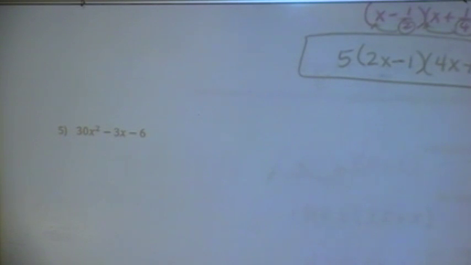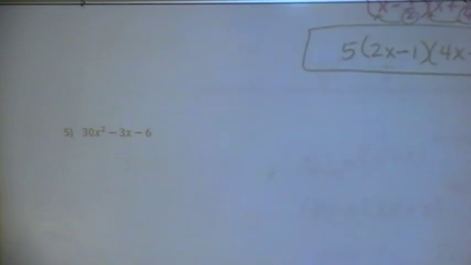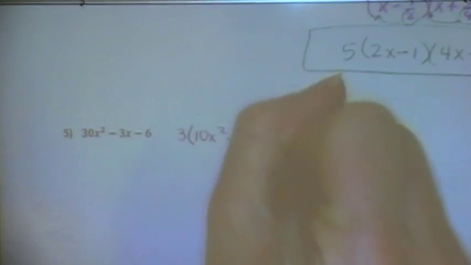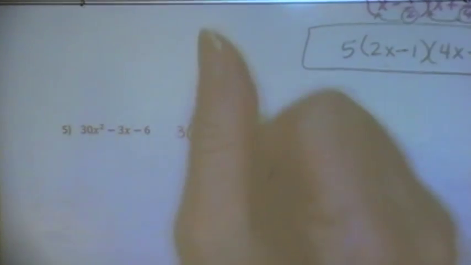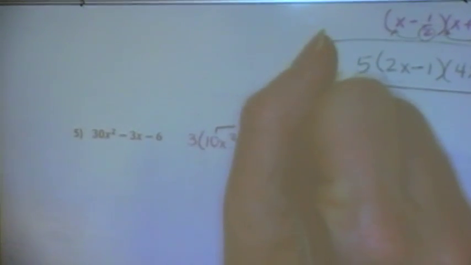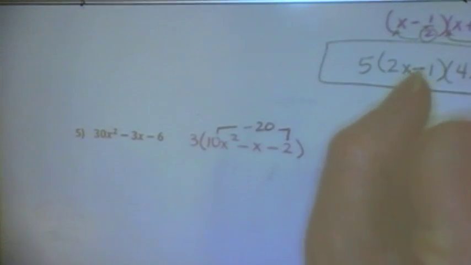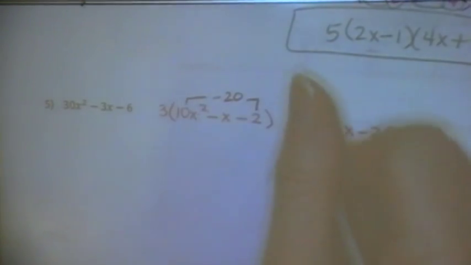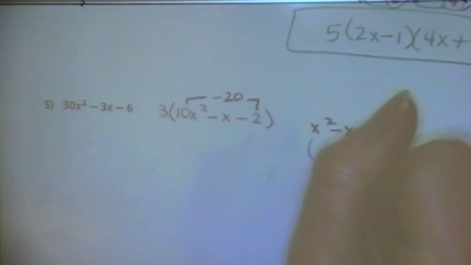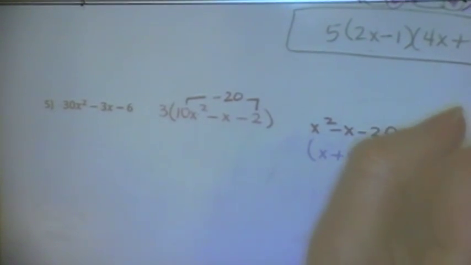Factoring out a GCF, because there is one again. This time it's 3. That leaves me 10x squared minus x minus 2. Gotta use bottoms up method, multiply first and last. Create for yourself a new trinomial, x squared minus x minus 20. That factors as x plus 4, x minus 5.